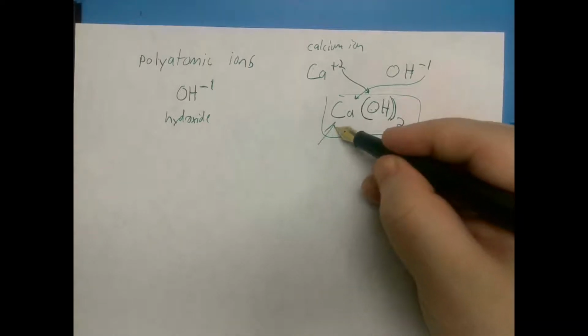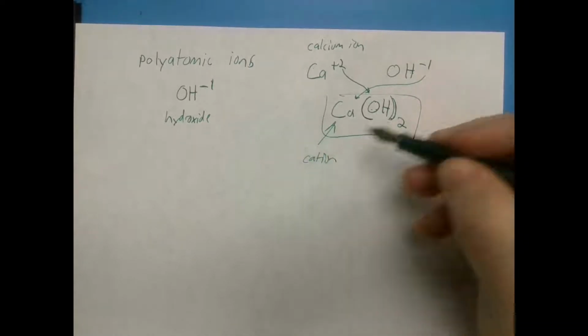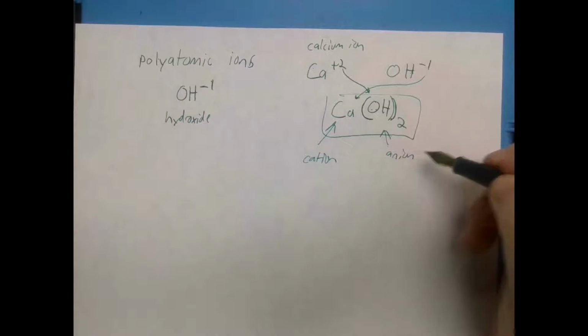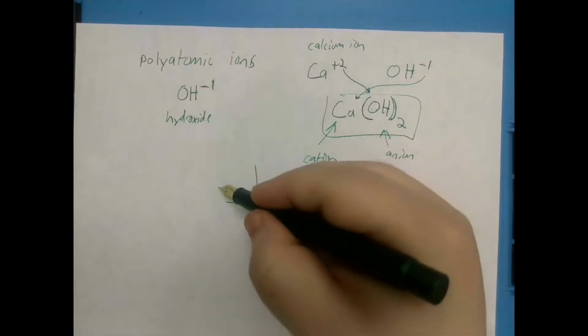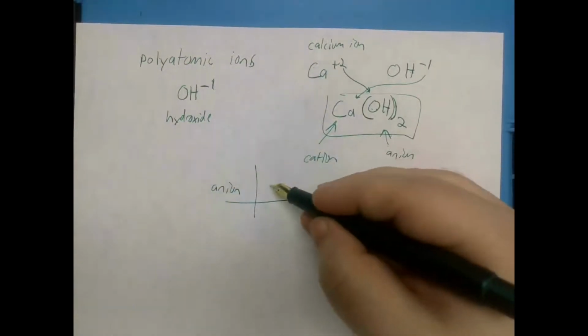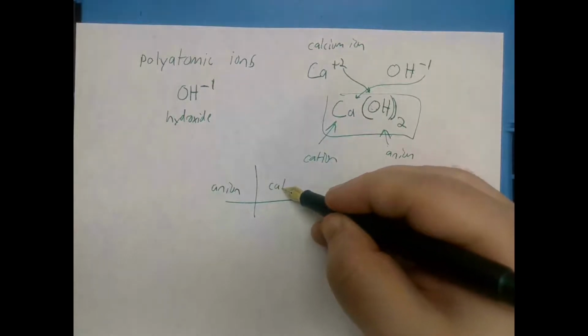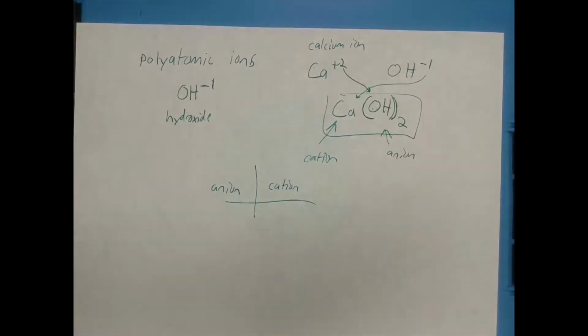So remember, the positive is cation, the negative is anion. How I remember it is anion comes before cation in the alphabet, and you alphabetize it. A is less than C.